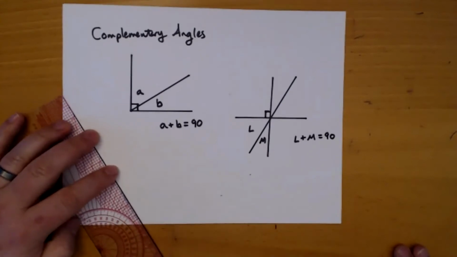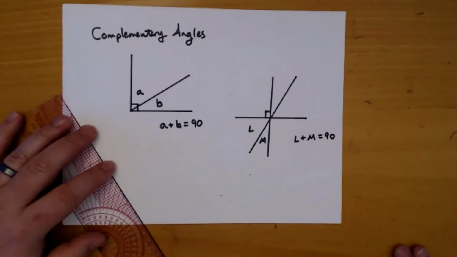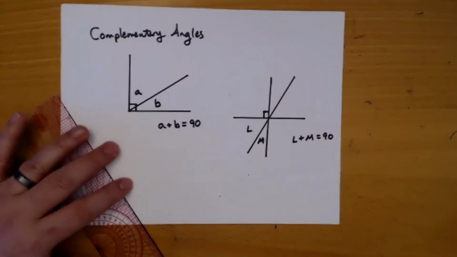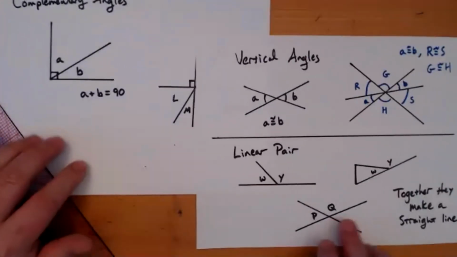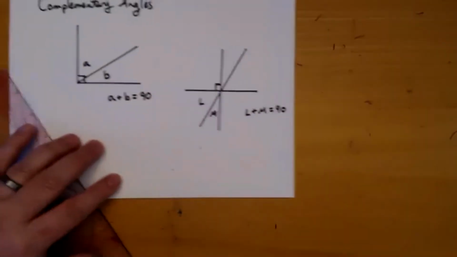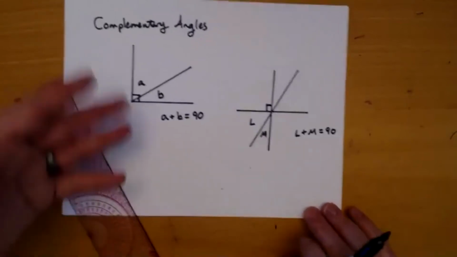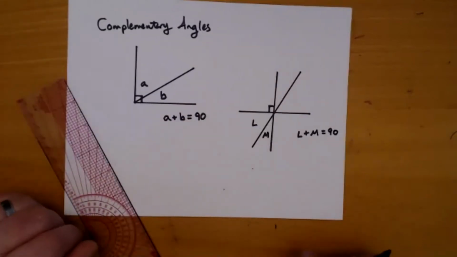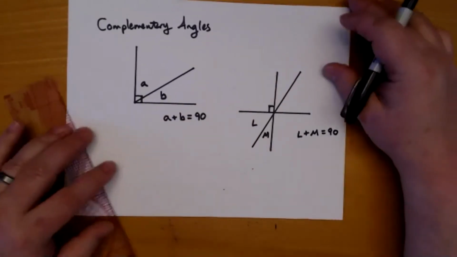There aren't going to be too many of these questions. In that quiz, you'll get 5 questions out of all of these. Sometimes you might not get a complementary angle question. It just depends upon which questions you're picked.